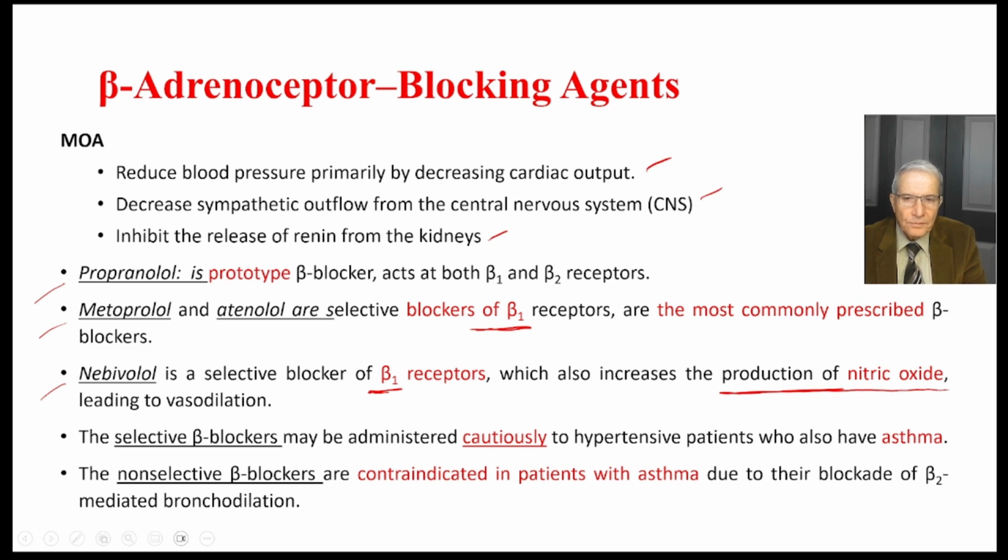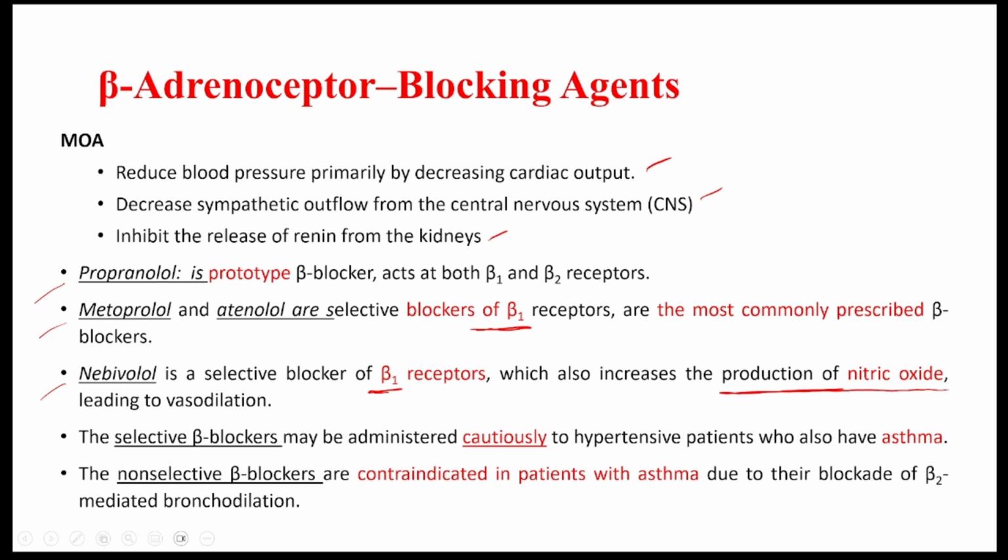Regarding the non-selective versus selective beta blockers, selective ones could be used cautiously in patients with asthma, for example. But a non-selective beta blocker is considered contraindicated in patients with asthma. So we're going to explain why this is contraindicated.